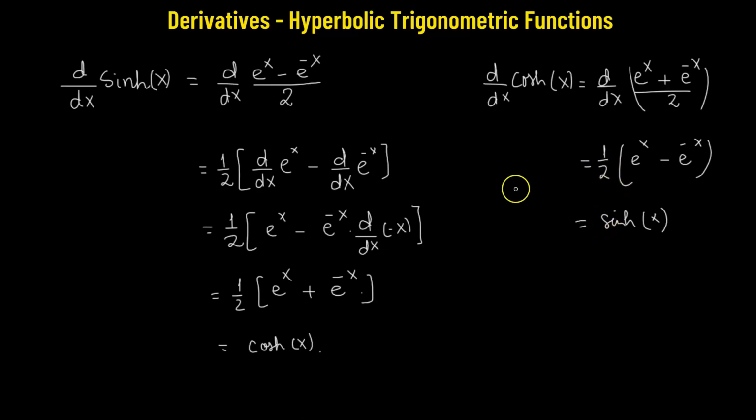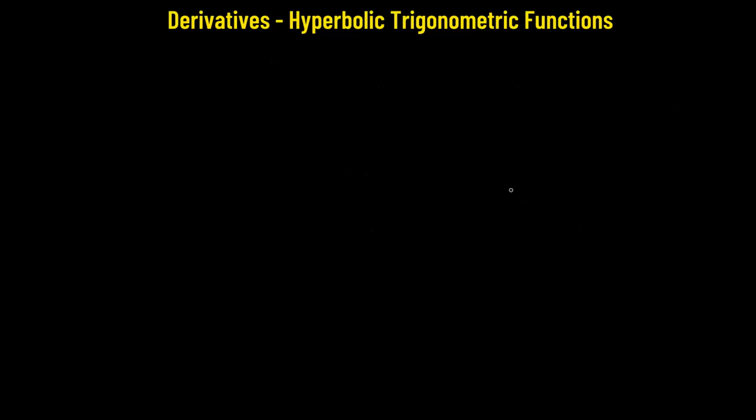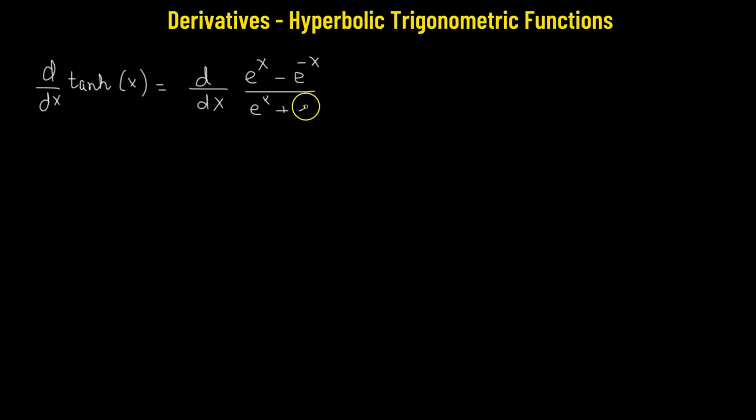Let's try to find out the derivative of the tangent hyperbolic function or the hyperbolic tangent function. So we have derivative with respect to x of tangent hyperbolic x. So this is equal to, we have derivative with respect to x of the hyperbolic tangent function is given by e raised to the power of x minus e raised to the power of negative x divided by e raised to the power of x plus e raised to the power of negative x.